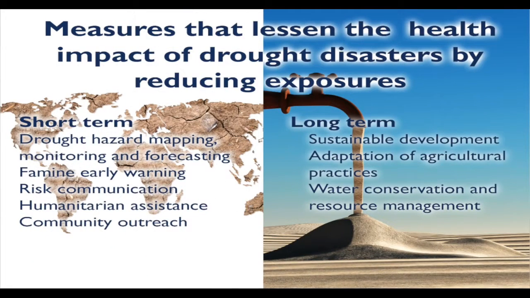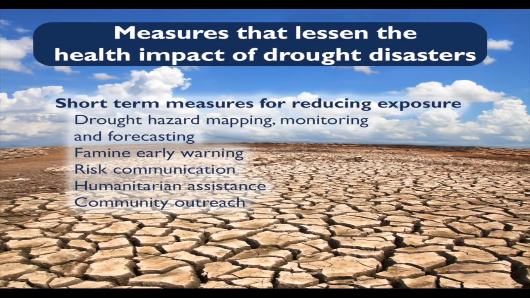So there are measures that reduce the health impact of disasters, mostly associated with reducing exposures in the short term and also in the long term. So in the short term, we can, once again, map those drought hazards. Where would we expect it to occur most likely? Where can we look for it and monitor and then forecast those droughts so the populations can plan for that, prepare for that, so societies can be able to do so in advance of that disaster itself. And also establishing a famine early warning system. We've said before that droughts are associated with famine in many cases.